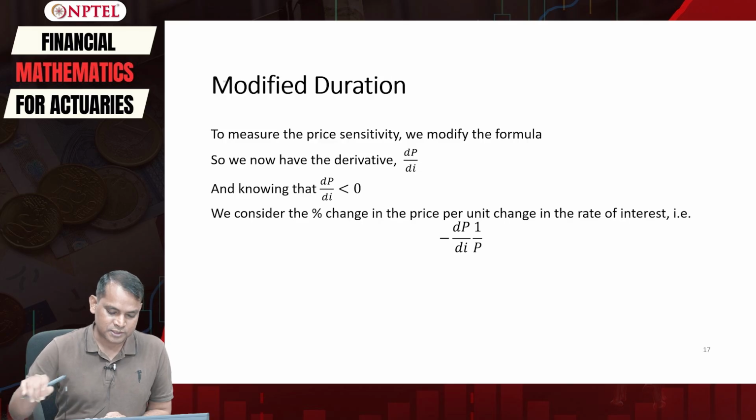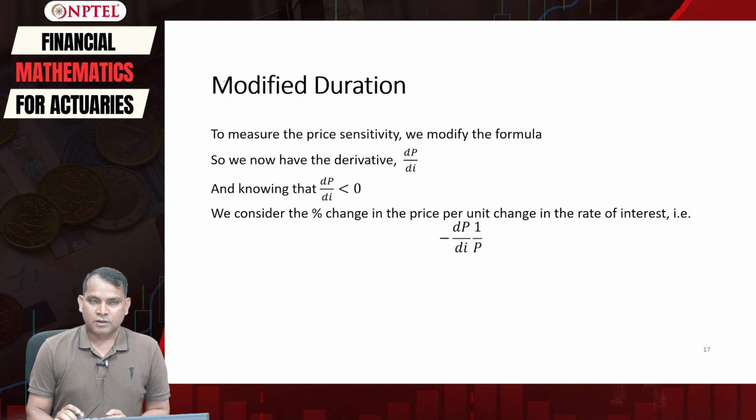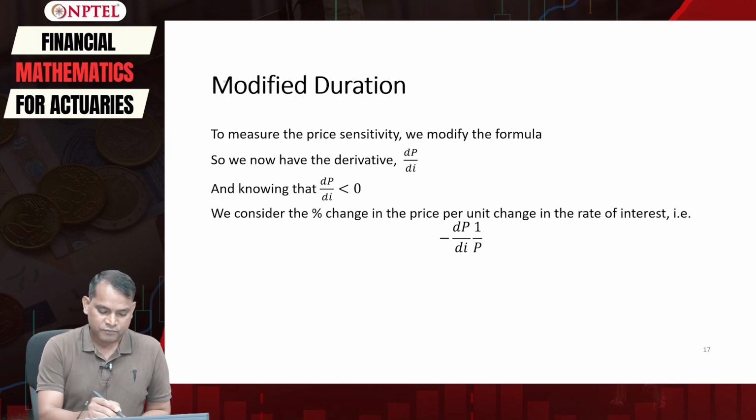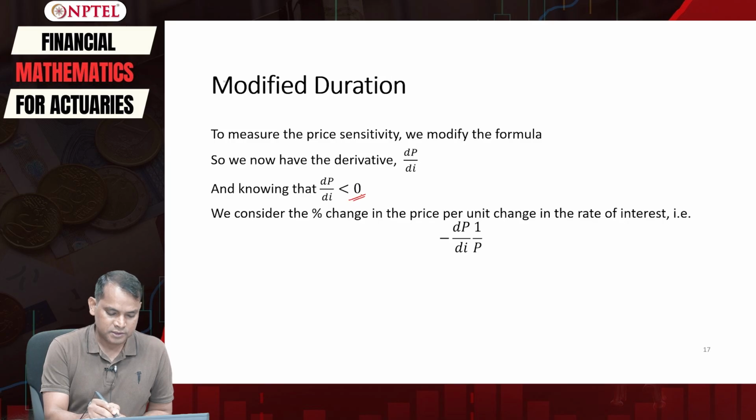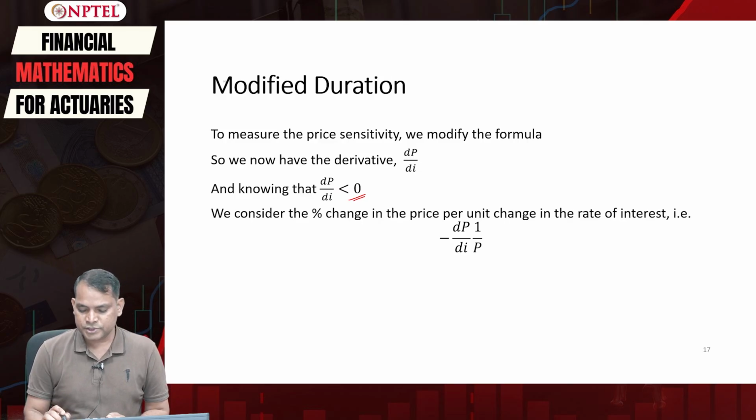Okay, so it is basically the first derivative of the price. So we now have the first derivative, dP/di. Knowing that there is an inverse relationship between the bond price and the yield, the first derivative should be negative, right? So dP/di is negative, and therefore we will consider the percentage change in the price per unit change in the rate of interest, that is minus dP/di times 1/P.